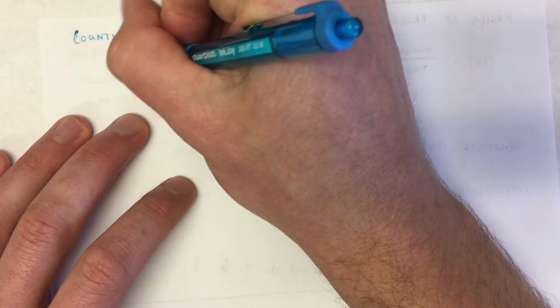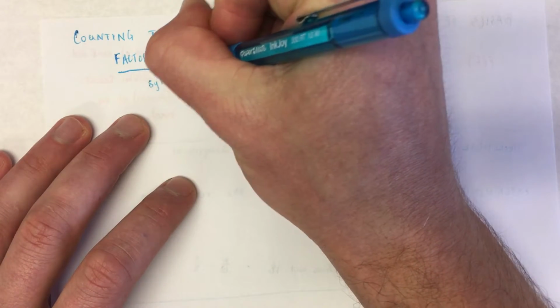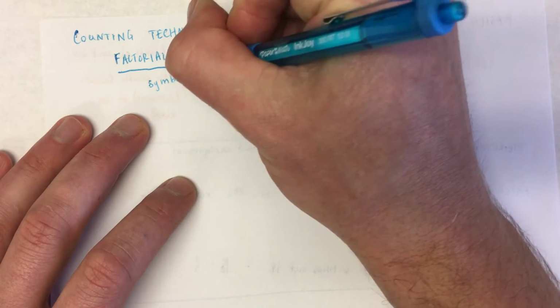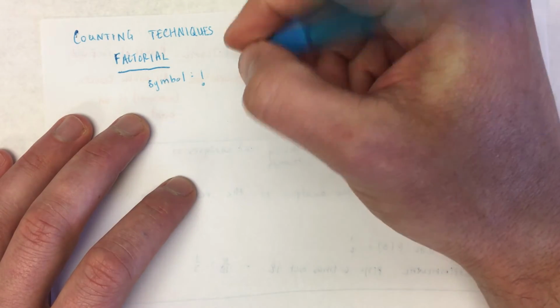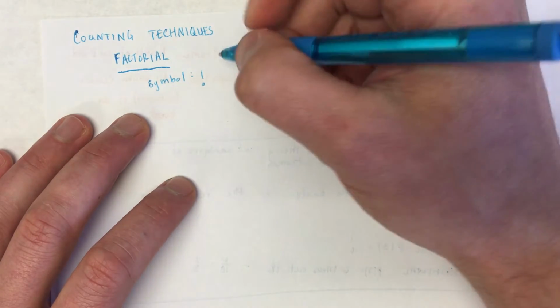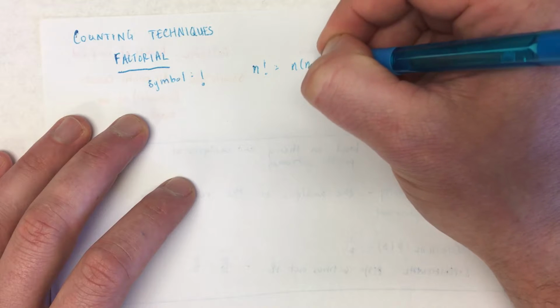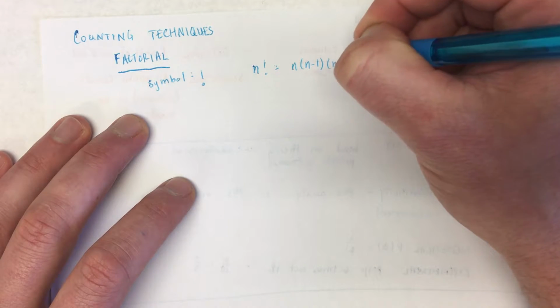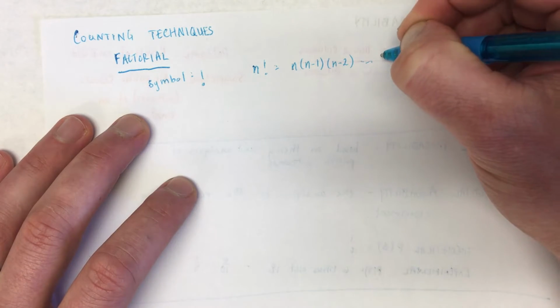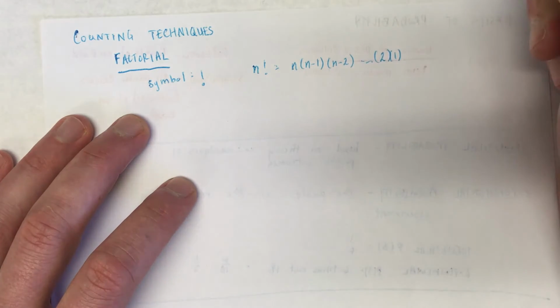So one thing that you need to understand is what a factorial is. Its symbol is the exclamation point. It starts at whatever number you're given and multiplies factors counting down. And so the formula would be n factorial is equal to n times n minus 1 times n minus 2 dot dot dot 2 times 1.